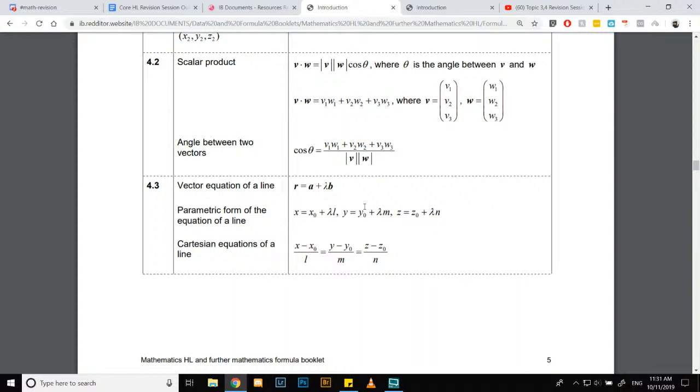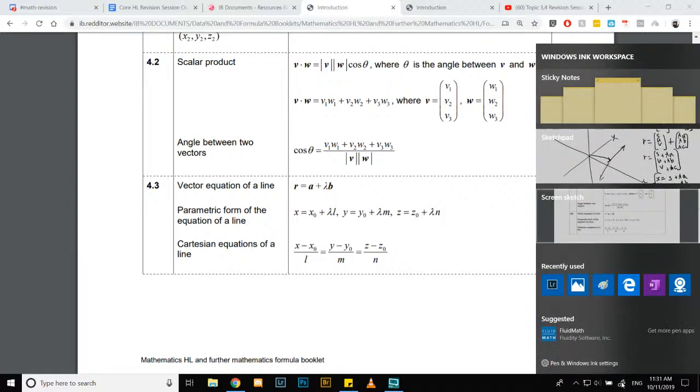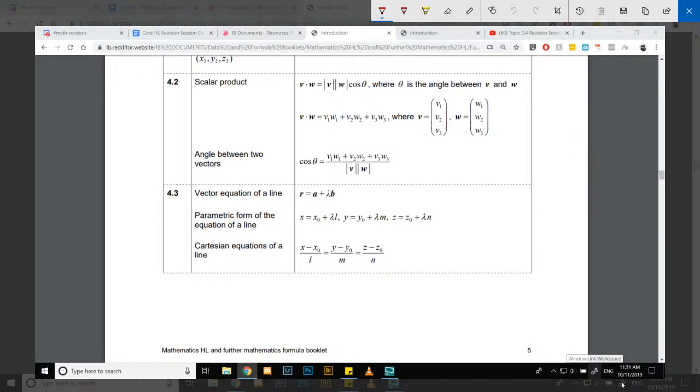Now, the last thing that we can do, which is really interesting, is similar to how we derived the Cartesian equation of a plane. Notice that x is equal to x naught plus lambda l, right? So we can write everything in terms of lambda. Lambda is equal to x minus x naught over l. And again, lambda is equal to y minus y naught over m. And lambda is also equal to z minus z naught over n.